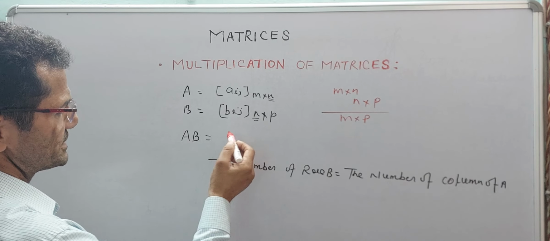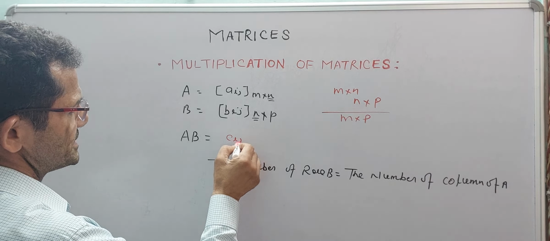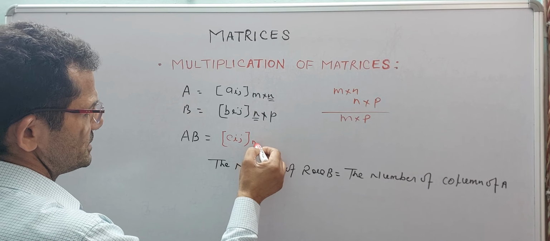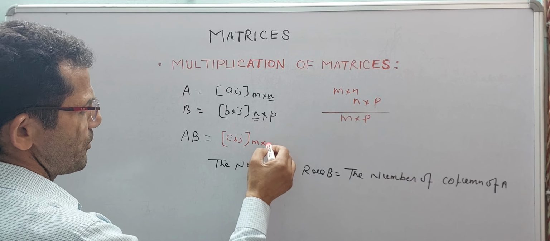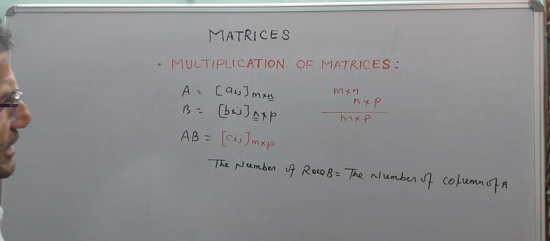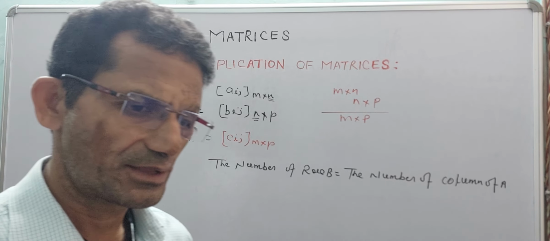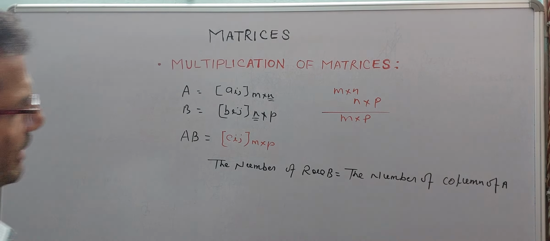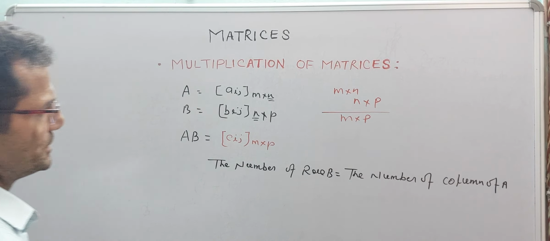So we can write this in the general format: the Cij th element, with m rows and P columns. In this way the matrix multiplication is compatible. It is possible only when this condition holds.